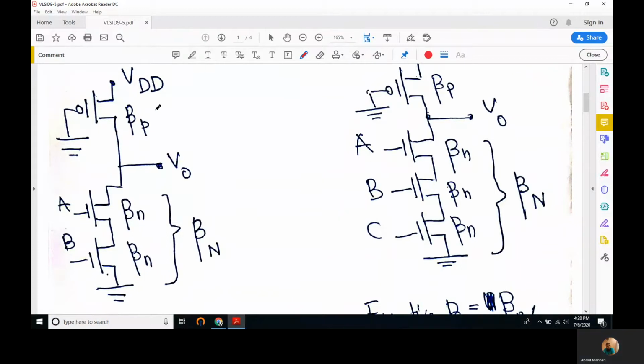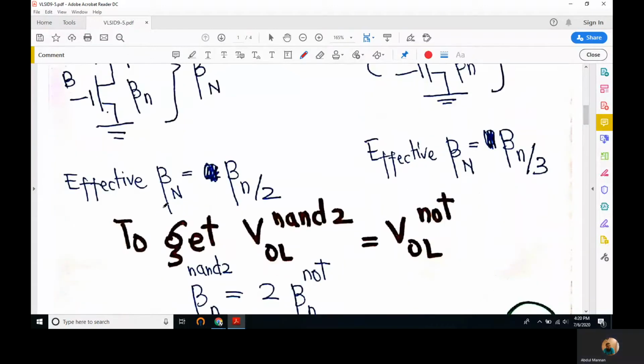We have only one PMOS transistor, and we have two NMOS transistors in series. This means we studied in our last lecture that the resistance will be doubled because they are in series, but beta, which is inversely proportional to resistance, would be half. So the effective beta for NAND2 is beta n by 2. So the effective beta is half of the beta that we have in case of a NOT, beta n divided by 2.